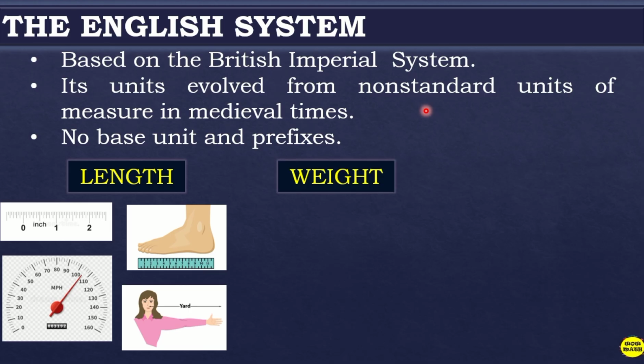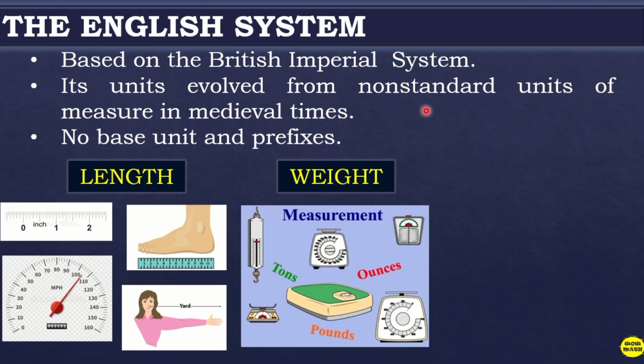And then for weight, in the English system, dito papasok yung tons, ounce, and pounds. So, minsan, pag sa school, hinihingan tayo ng data ng ating weight, yung kilograms natin, yung bigat, yung weight natin can be converted into pounds. So, yun ang hindi natin minsan masagot.